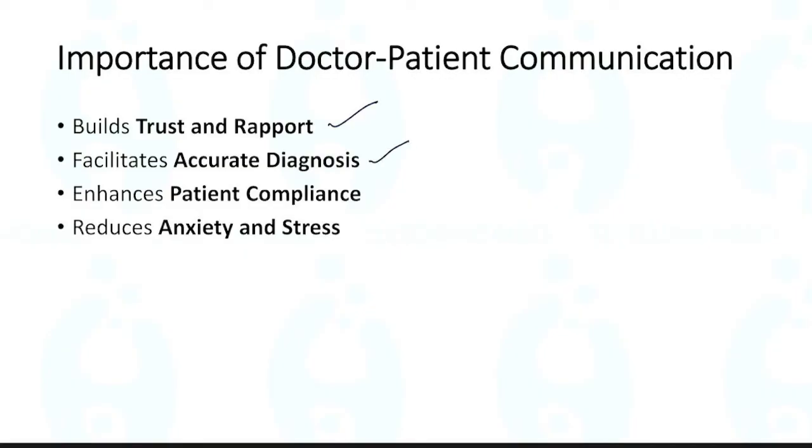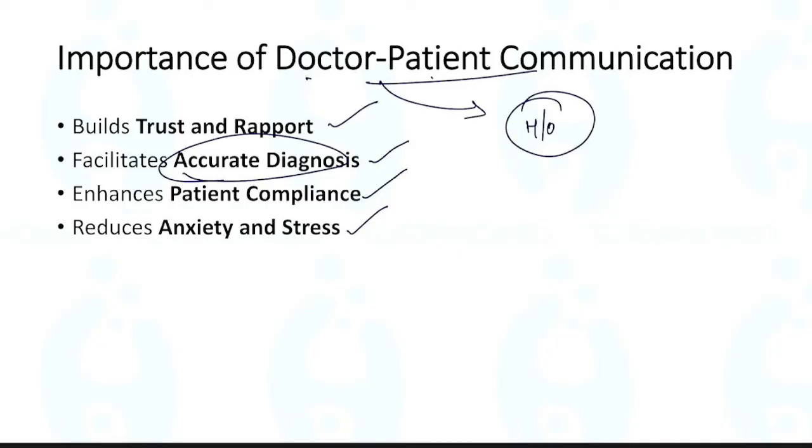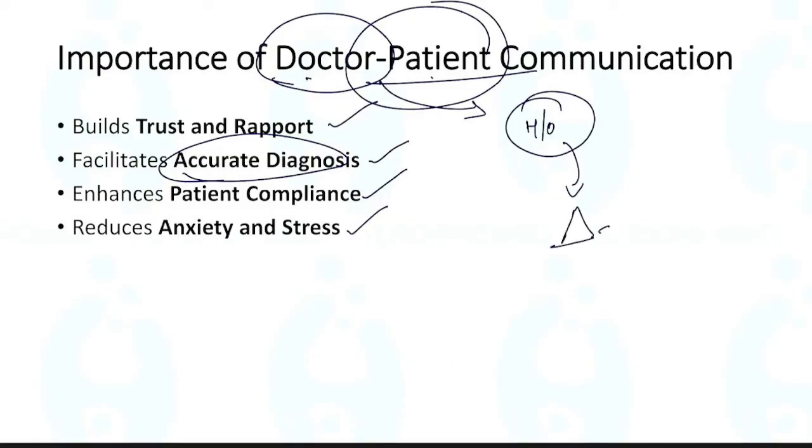Accurate diagnosis is facilitated via this doctor-patient communication. Patient compliance, anxiety and stress, all these play an important role. Remember, accurate diagnosis comes if and only if the doctor-patient communication is proper, then only is the history understood. History can be derived from the patient only if the doctor is a good communicator. Similarly, if the patient is also a good communicator, then only will we get a history. If we get a history, then only will we be able to reach a diagnosis, right?